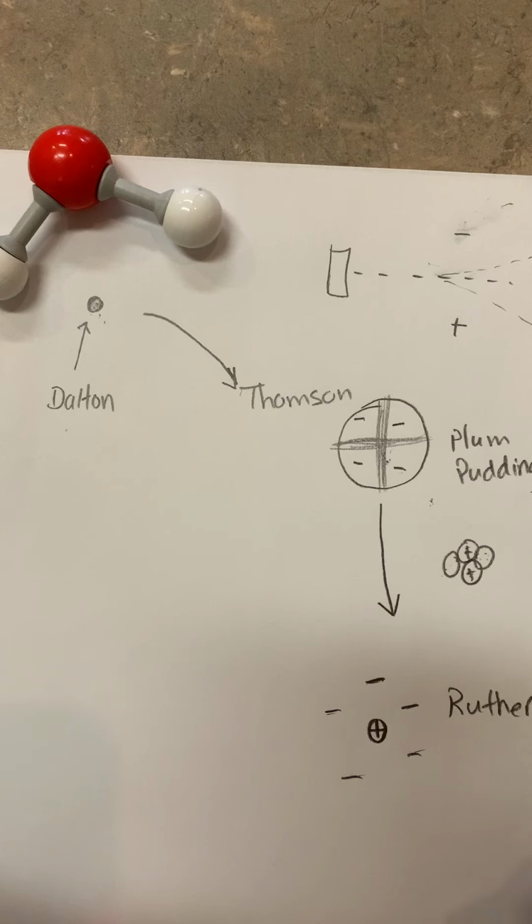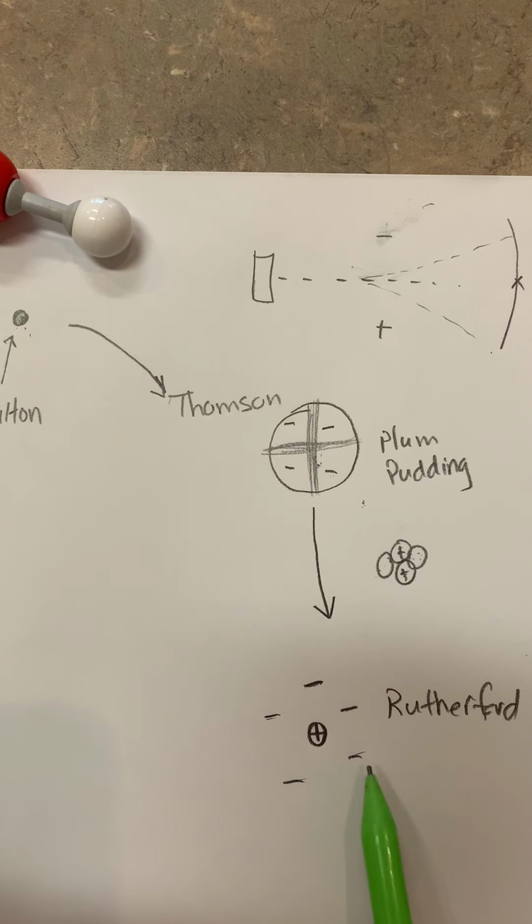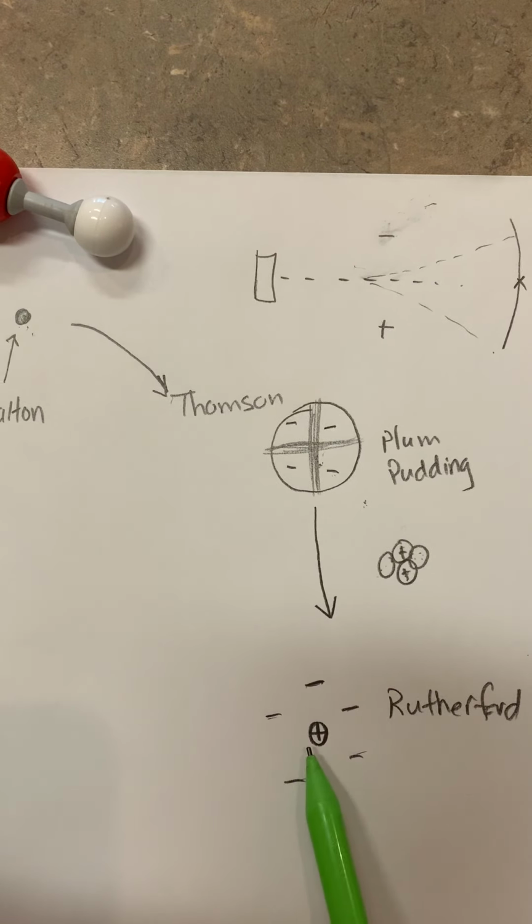They couldn't really explain why these electrons wouldn't be sucked into the nucleus, because unlike charges attract each other.